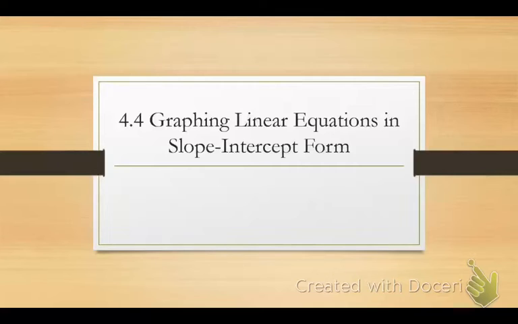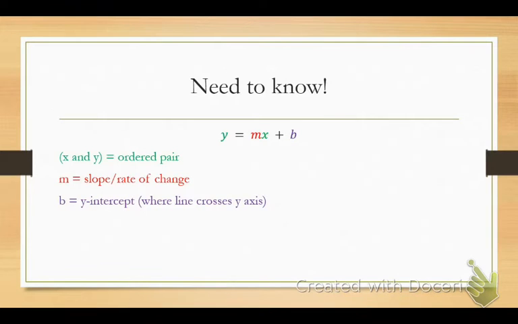All right, so today we're in section 4.4, graphing linear equations in slope-intercept form. So you've already learned what slope-intercept form is. Y equals mx plus b. So today we're going to start breaking apart this formula and really learn what it means.